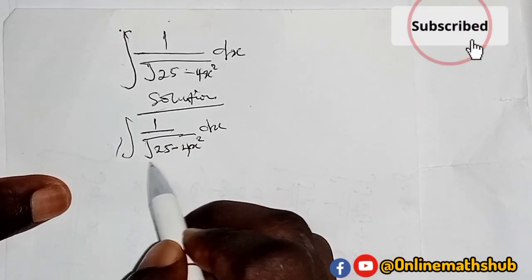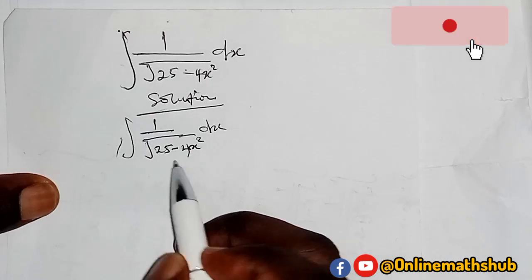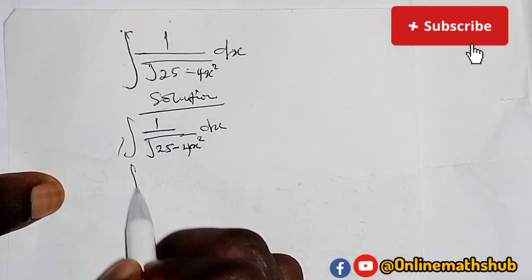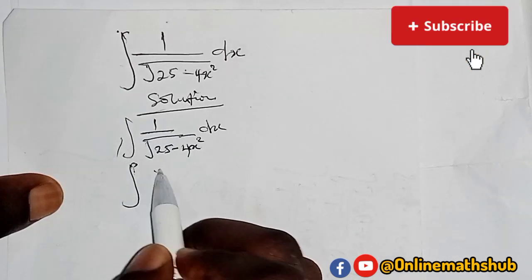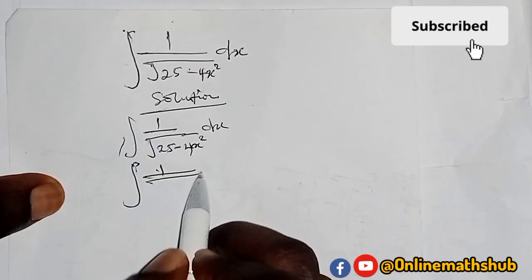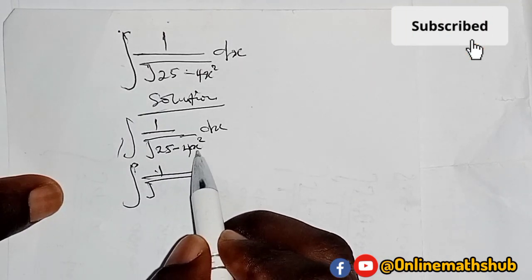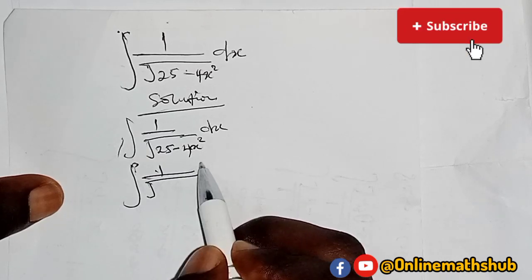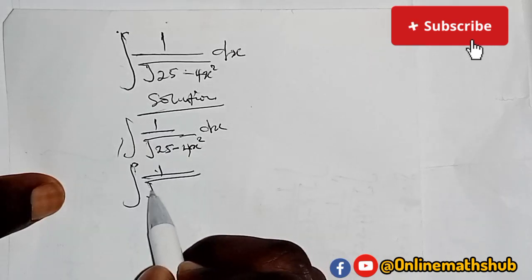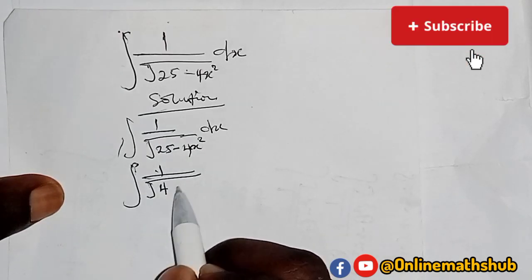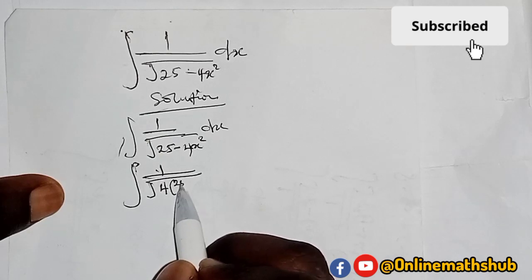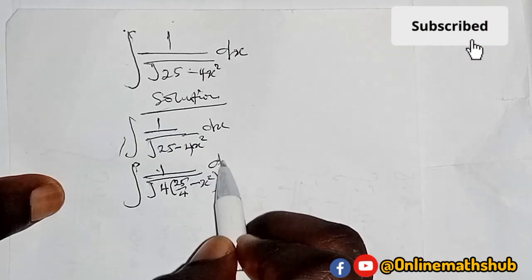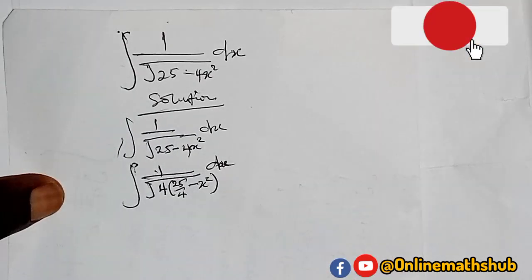Okay, so having rewritten the question, I'm going to evaluate this integral of 1 over the square root. I want to make the coefficient of x squared be 1, so I'm going to factorize 4 from here. If I do that, this is equal to 4 bracket 25 divided by 4 minus x squared, dx.